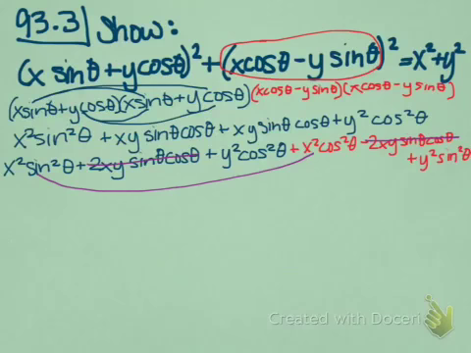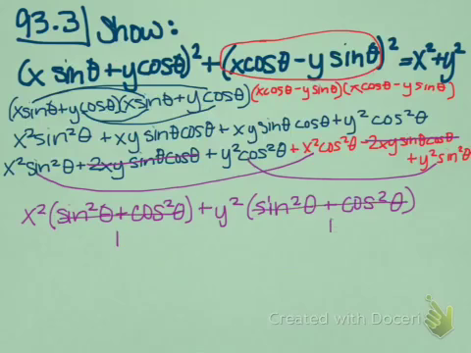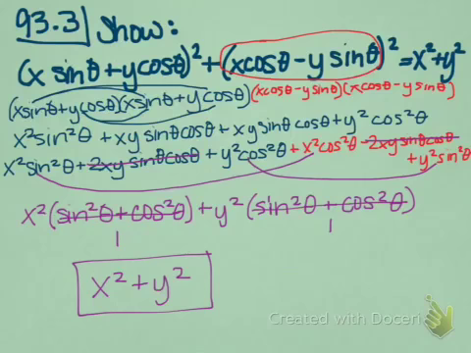And then I'm going to combine my x's together, and I'm going to combine my y's together. So if I pull the x's out front, I get x squared times sine squared theta plus cosine squared theta, plus, and then I'm going to pull the y's out. So I get y squared times sine squared theta plus cosine squared theta. And now you can kind of see what I'm getting at. So you have cosine squared theta plus sine squared theta in both, and we know that that is equal to 1. So x squared times 1 plus y squared times 1 is just x squared plus y squared, which is what we were looking for.